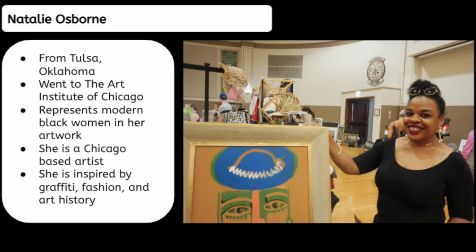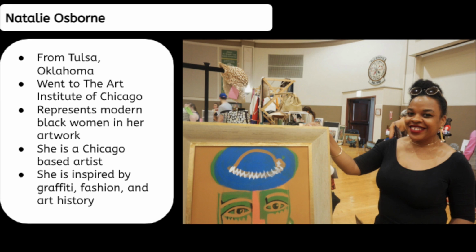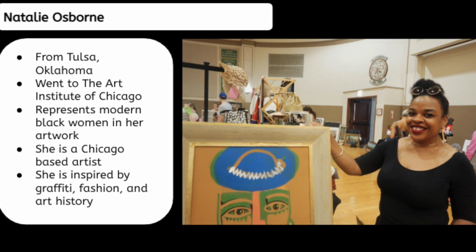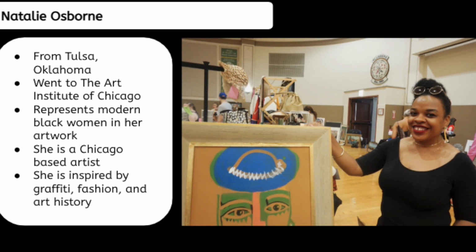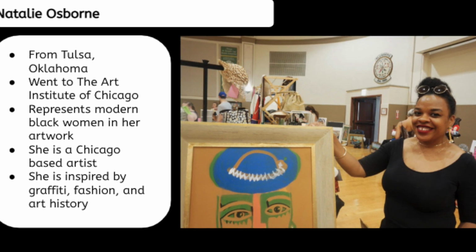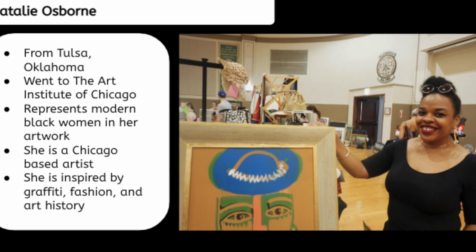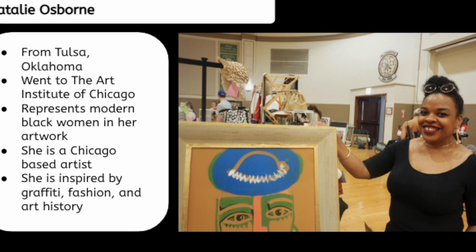This is Natalie Osborne. She is an artist who is currently working in Chicago. She represents women and particularly Black modern women in her work. She does lots of pictures actually of special women, such as her mother. You can see her mother in a lot of her art.